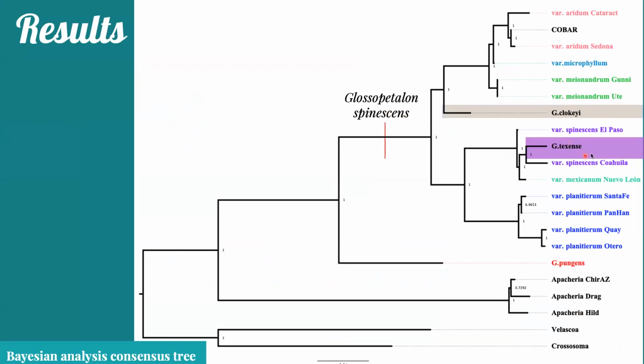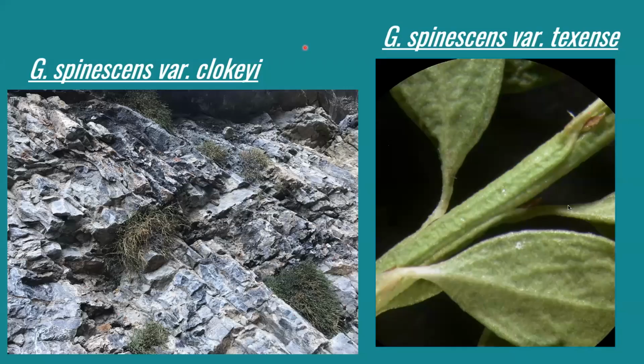Because these are in this group, they're more closely related to the other varieties of spinescens than, let's say, coming out from here. That means that they're going to have to be classified as varieties. And so that's what I did in my publication. But the great thing is we have characters that can do that. So you can tell clokeyi apart from meionandrum and microphyllum, same thing with texense. And so I went ahead and proposed that.